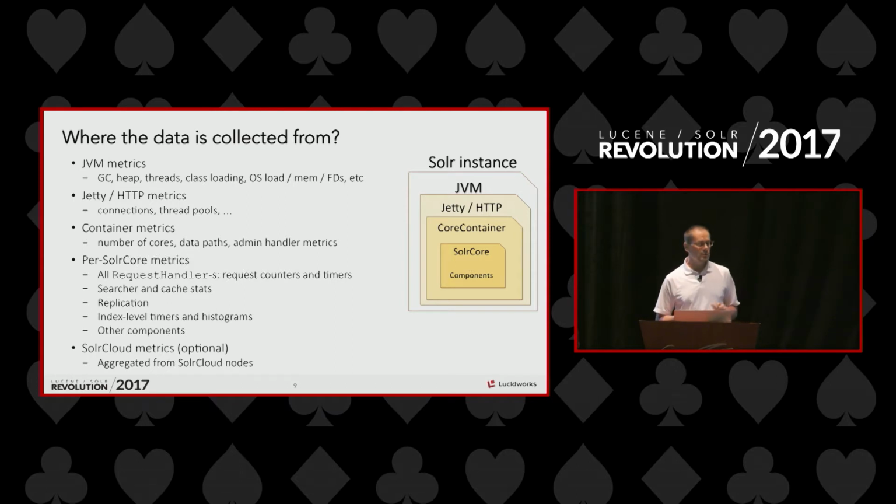Then we have per Solr core metrics. So for each Solr core, there is a group of metrics that is independently maintained. For example, all request handlers now export request counters and timers, and some other metrics too. We have searcher and cache stats, replication statistics, index level timers. Basically, every other component that you can think of now can export metrics. And finally, optionally, we can also include and report aggregated SolrCloud metrics that are aggregated from several nodes across the SolrCloud cluster.